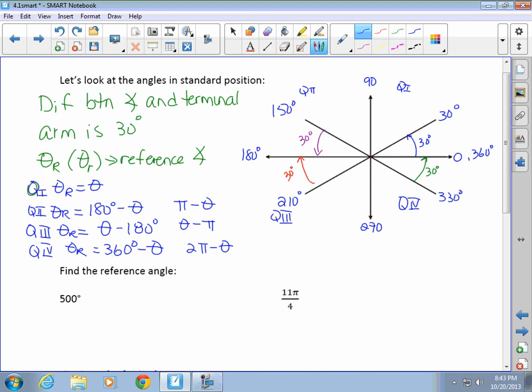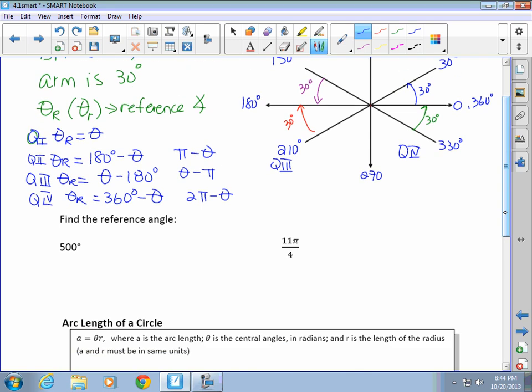So the reference angle for 500 degrees. If I'm trying to figure this out, I need to know, okay, where is 500 degrees? Well, I need my principal angle. So I take away my 360 from here. That leaves me with 140 degrees. So I draw my 140 degrees. This is 90 to here, so that means I need another 50 degrees, which puts me to here. So that means I'm in quadrant 2.